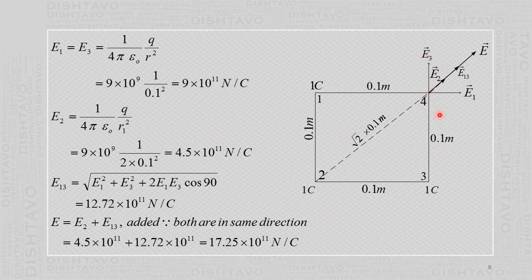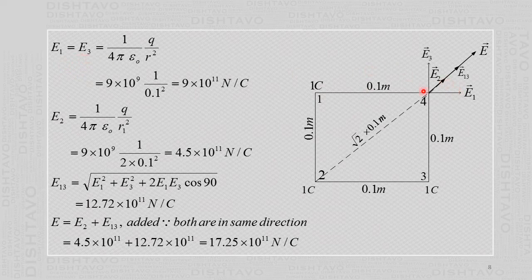Now we have to find the resultant of this. We cannot find the resultant of 3 vectors at a time. We can find the resultant of 2 vectors at a time. First we will find the values of E1, E2 and E3. E1 and E3 are equal in magnitude because the value of the charge is the same and the distance is also the same. So the magnitude of E1 is equal to the magnitude of E3.